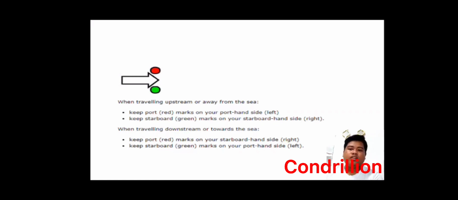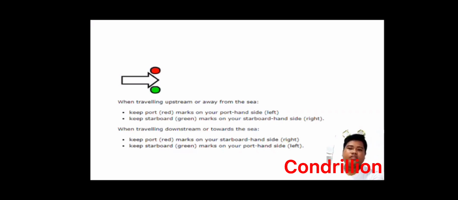And when traveling downstream, or toward the sea, keep port red, marks on your starboard hand side right. So the purpose of this is that the marks are on your starboard and port hand side. So keep starboard green, and marks on your port hand side must be left. So that is all for lateral marks.